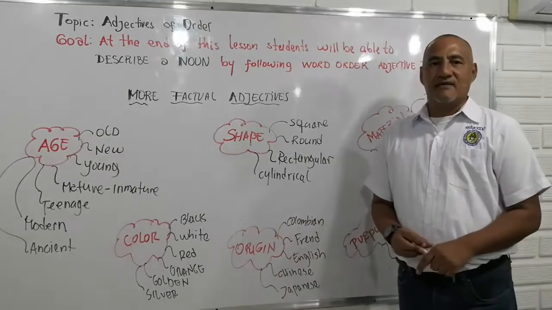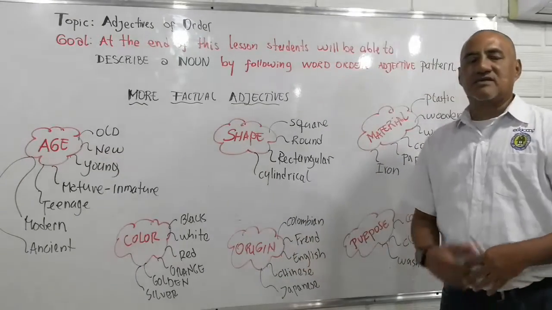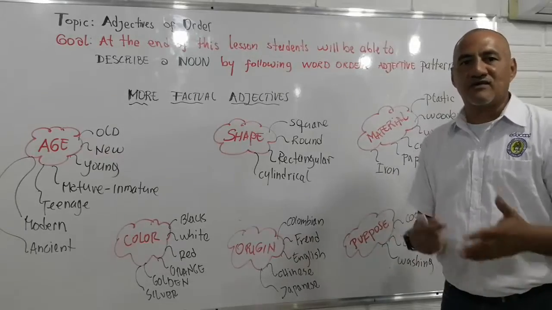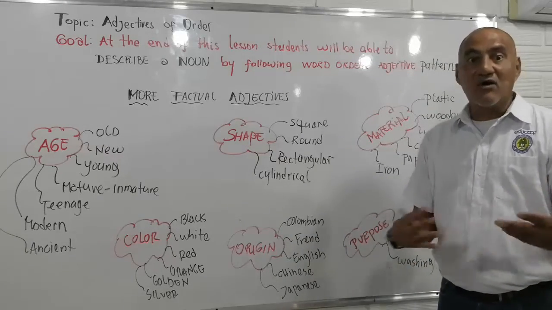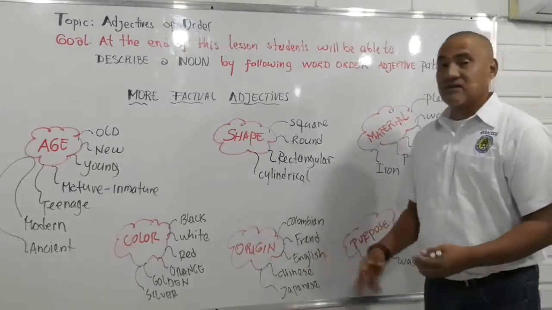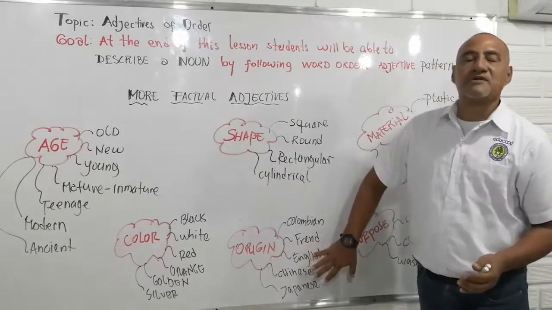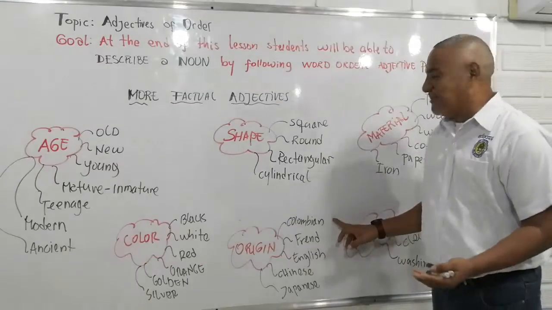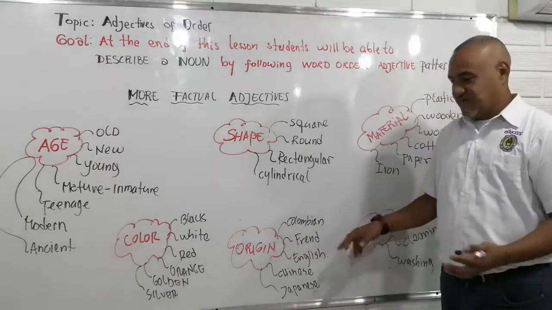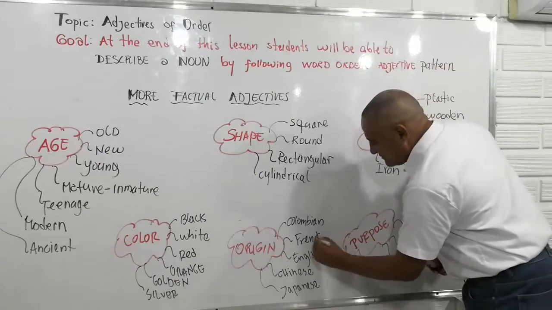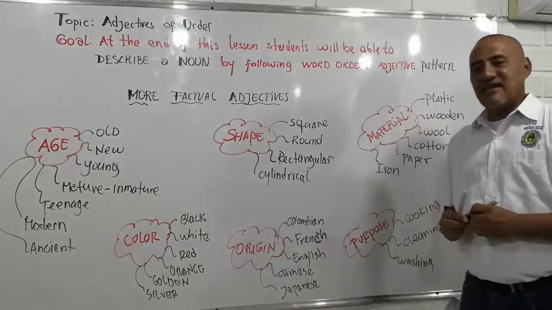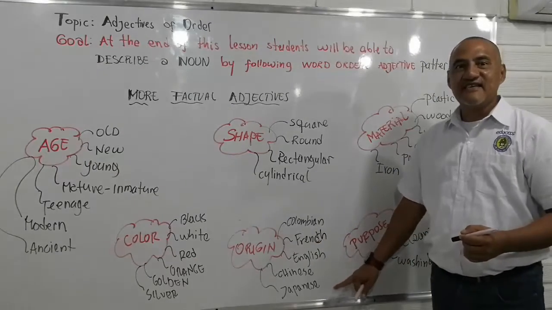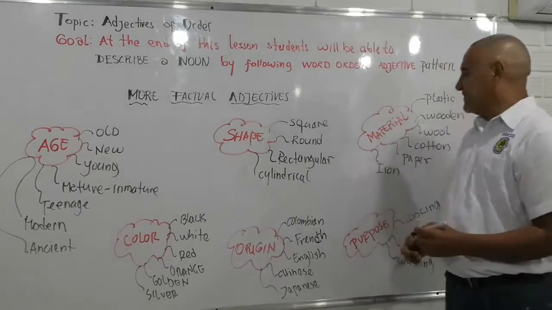Origin. Some words to describe the origin of something, de dónde viene, dónde proviene algo o alguien también. Here we support ourselves by working with the nationalities, all right? Colombian, French, English, Chinese, Japanese, etc.